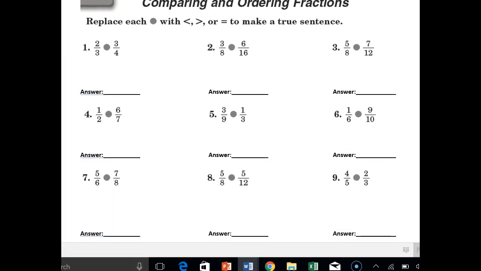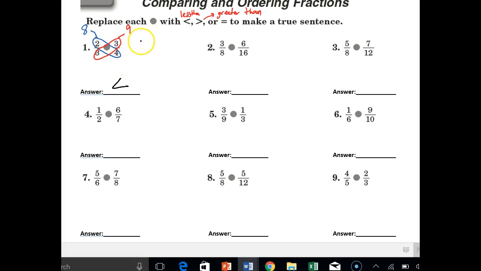All right, so just like we learned today in class, you can compare using less than, greater than, or equal to. And the way we can do this is we can use the butterfly method. So we can say, what is 2 times 4? 2 times 4 is 8. What is 3 times 3? 3 times 3 is 9. So what's bigger, 8 or 9? And obviously 9 is bigger. You always point at the smaller one. So 2/3 is less than 3/4.